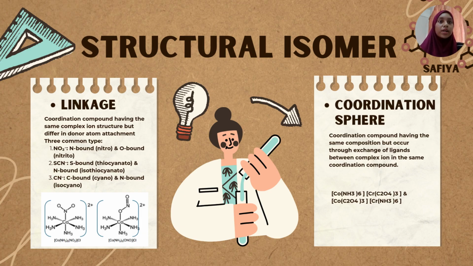So the next one, which is the last of the structural isomers, is coordination isomers. Coordination isomers have 2 different metals that exchange ligands. It means the coordination compounds have the same composition but occur through exchange of ligands between complex ions in the same coordination compound. In the example, cobalt hexaammine 3 plus with chromium trioxalate 3 minus can swap. So the result will be chromium hexaammine and cobalt trioxalate. The metals trade ligand sets.